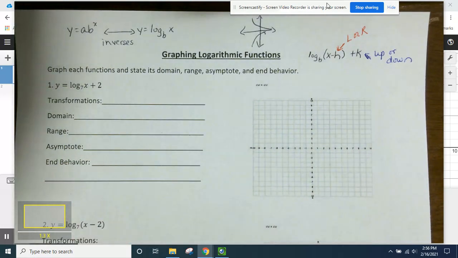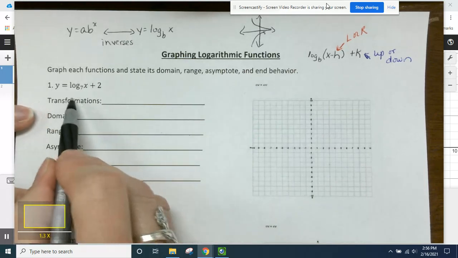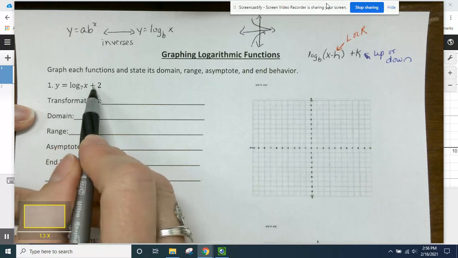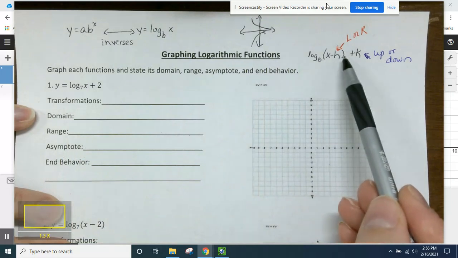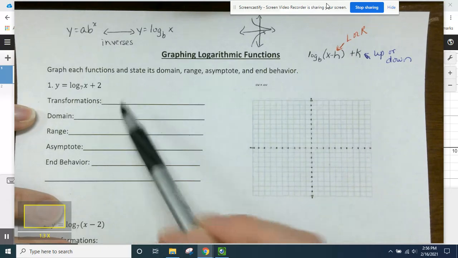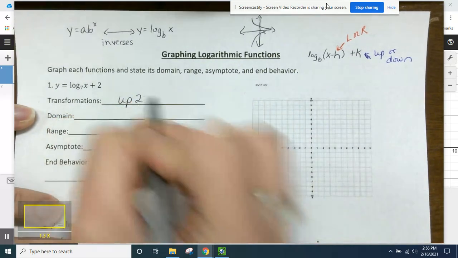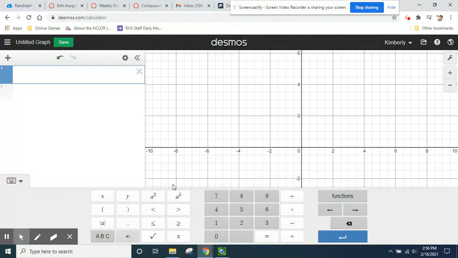Now, the way we're going to graph these is by going to Desmos, just like we did the exponential functions, okay? So let's look first at this log base 7 of x, and then notice it's got a plus 2 out on the end. Now, that plus 2 is not inside of parentheses, so it's out on the end. So my transformation is going to be that this is moved up 2. So I'm going to go ahead and write that in. This is moved up 2. Now I'm going to go to Desmos and actually graph this, okay? And I'm going to show you how to do that.